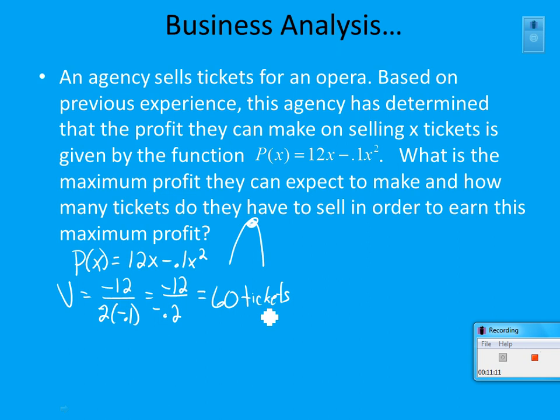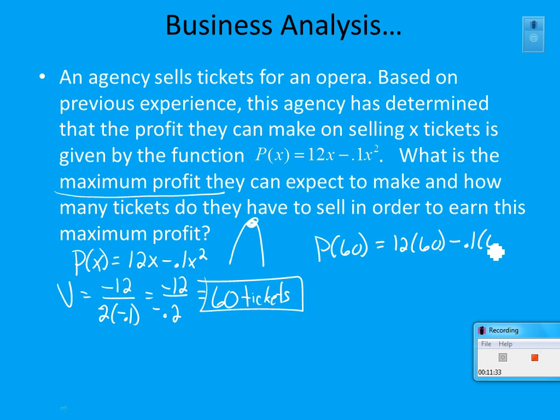And then the second part said, what would be that maximum profit? Well, we know that we need to sell 60 tickets, so I need to find P of 60. So I'm going to go 12 times 60 minus 0.1 times 60 squared. So if I ran all this through right, we're going to make 360 bucks. So since it's opera, I don't know if that's really worth it.